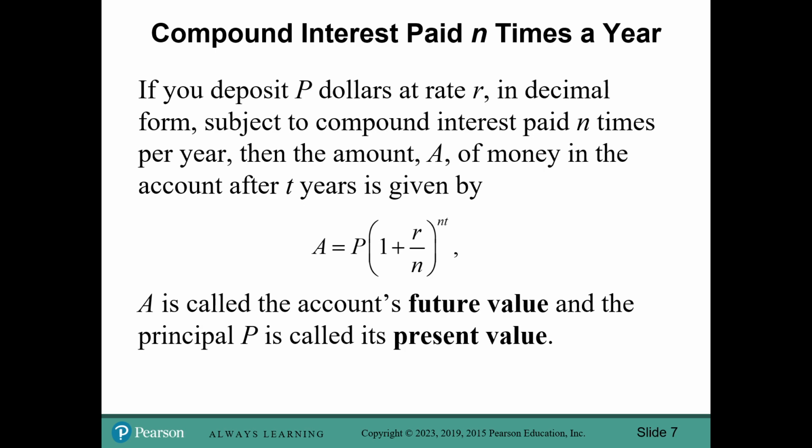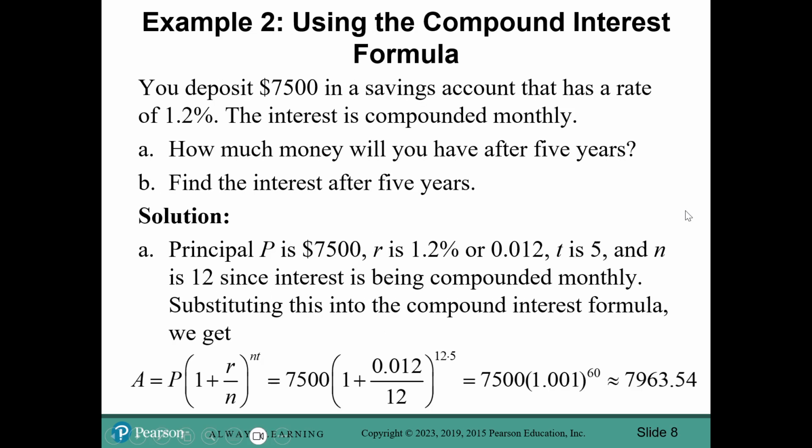Okay, so this new formula basically compounds the interest a certain number of times per year. That number of times per year is the N in the formula. It's very similar to the original formula we had, but we have an additional N that we have to worry about. So let's look at an example of how this works. You deposit $7,500 in a savings account that has a rate of 1.2%. The interest is compounded monthly. So instead of being compounded once a year, we're compounding monthly here. How much money will you have after 5 years? We'll also find the interest after 5 years.